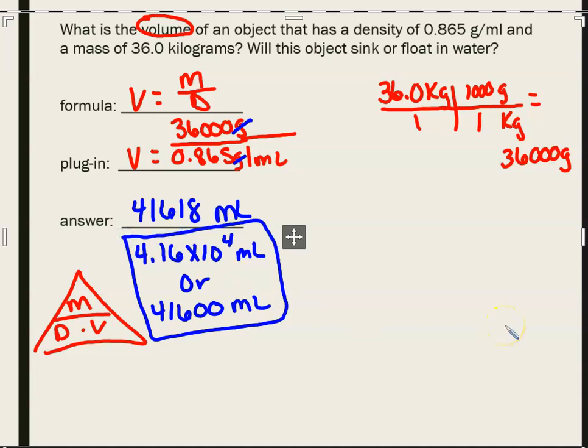All right, so that's a pretty big volume, pretty big mass too. So my question to you: it's a liquid, taking up a really large volume. If I put it in water, would it sink or float? Most of the time people tell me that this thing would sink because that's much more than 1. But remember, it's not the volume, it's not the mass, it's the density. The density is what we look at. And the density of this object is 0.865. So 0.865 is less than 1. So this liquid will float.